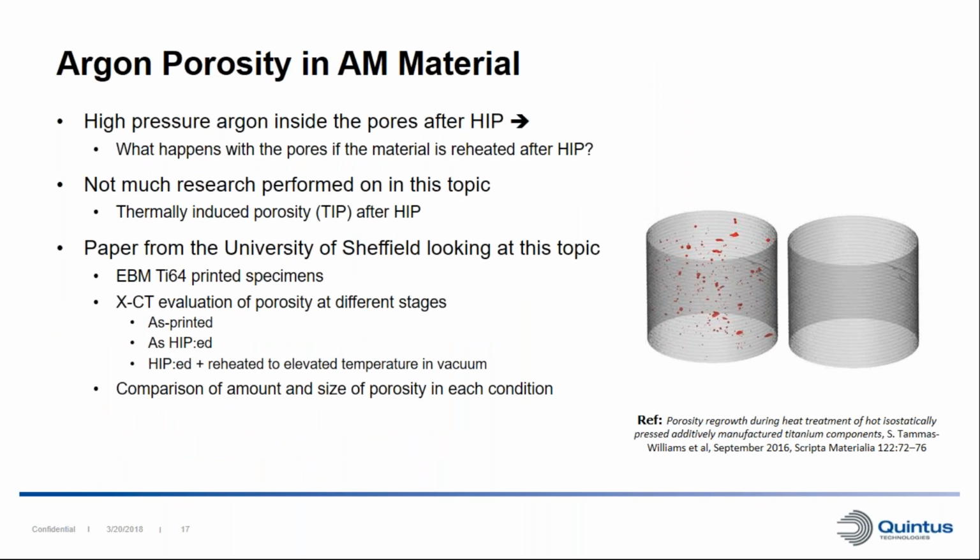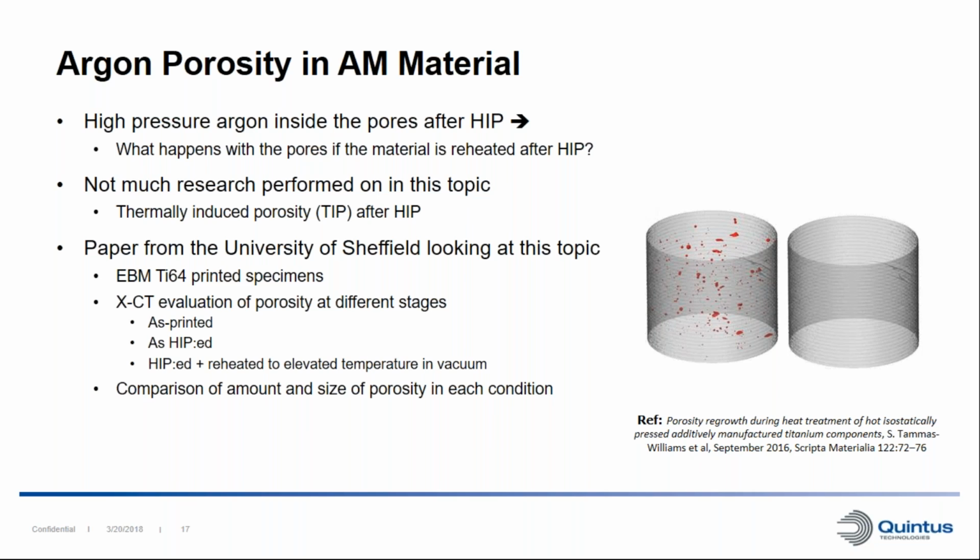But if we have this high pressure argon gas inside the pores, what happens with the pores in the material when the material is heat treated after hipping? This is a question that's been asked in the AM industry today. And there's not much research that has been performed on this topic yet. The phenomenon is called thermal induced porosity, and it's pretty much that if we have a high pressure argon inside the pore and we heat up the material so it gets softer, there's a driving force for the pore to start to grow. And there's a quite good paper from the University of Sheffield looking at this topic, which I will go through now in the following slides.